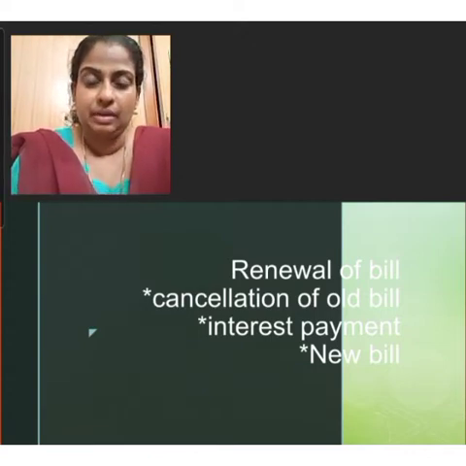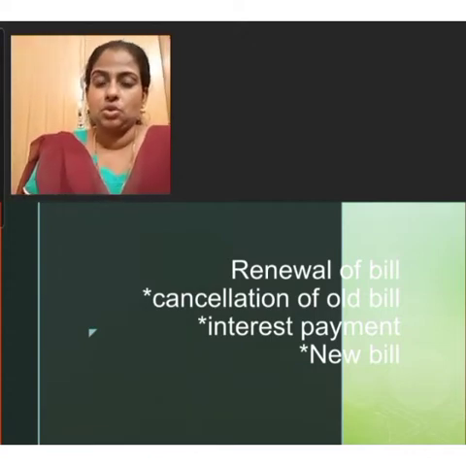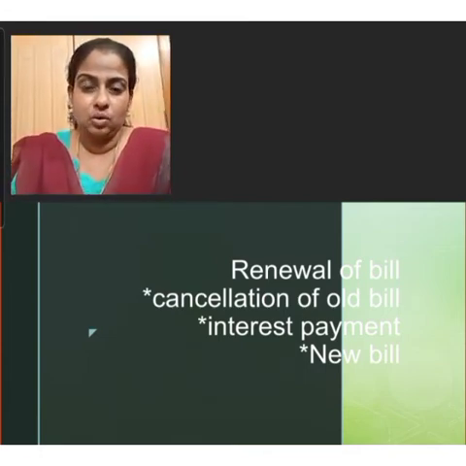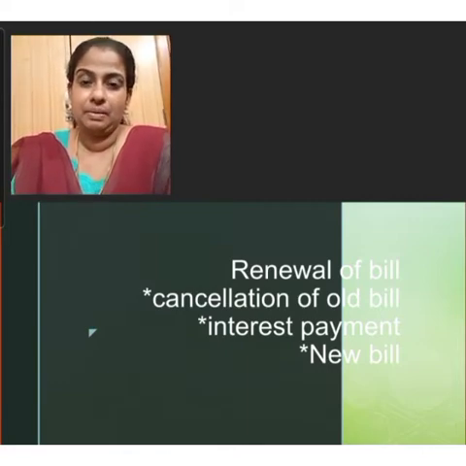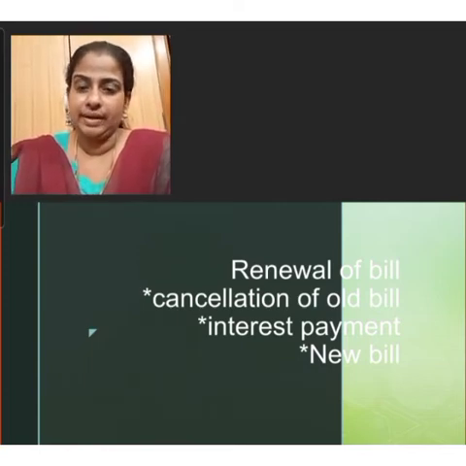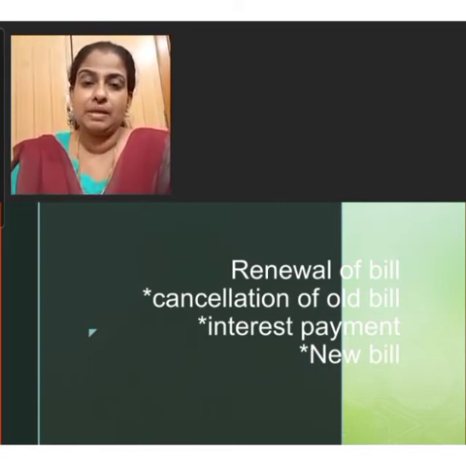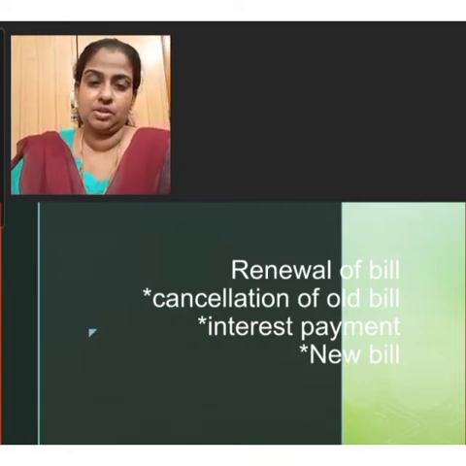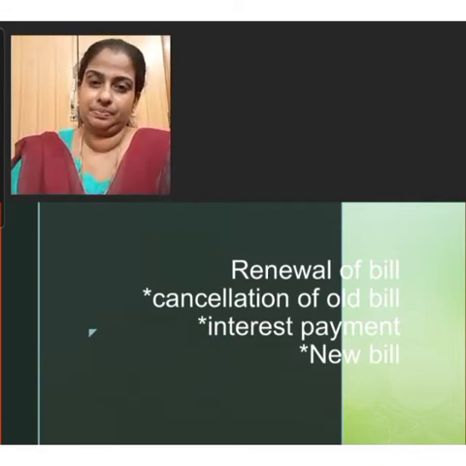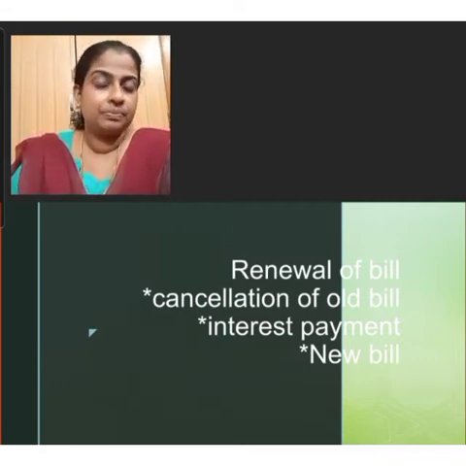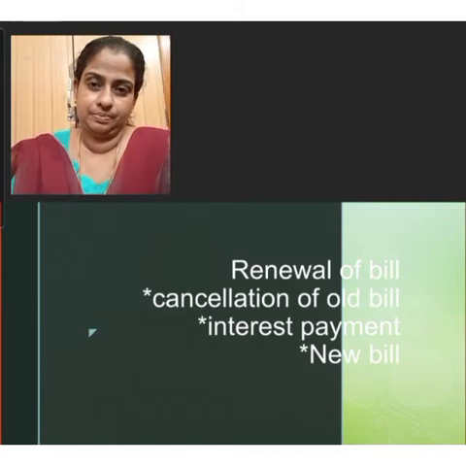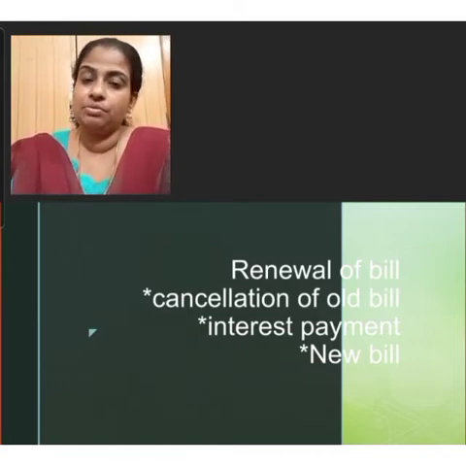Then in the same way, we have to pass the journal entries in the book of the drawee. First, we want to pass the journal entry for purchase of goods. The entry will be purchase account debtor to drawer's account, being goods purchased on credit. Next, we want to pass the journal entry for acceptance of bill of exchange. The entry will be drawer's account debtor to bills payable. The next step will be making the payment of the bill, but this is the case of renewal of the bill.